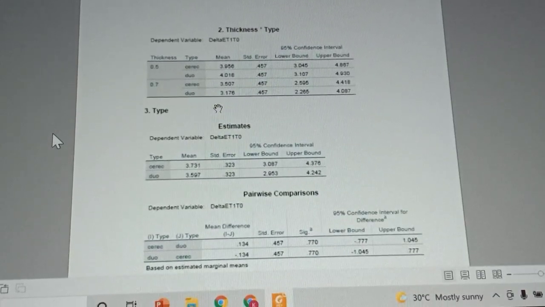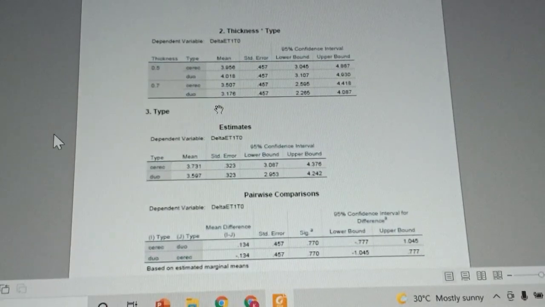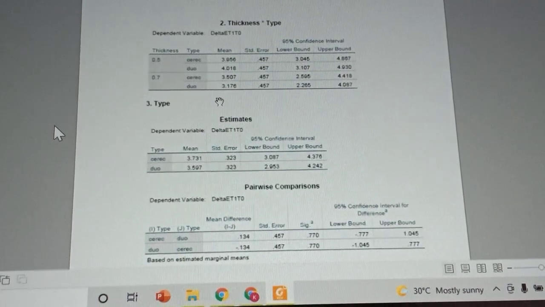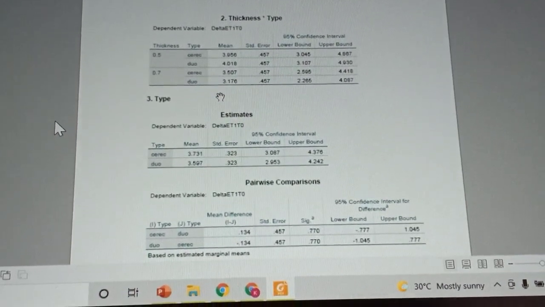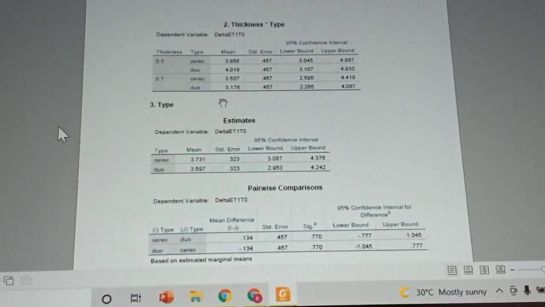Yes, there is. And so as I said, clinical significance is a different thing. Statistical significance, in this manner, is not significant. But there is a probable clinical significance in your case. So the amount of difference for 0.7 is slightly higher than 0.5.